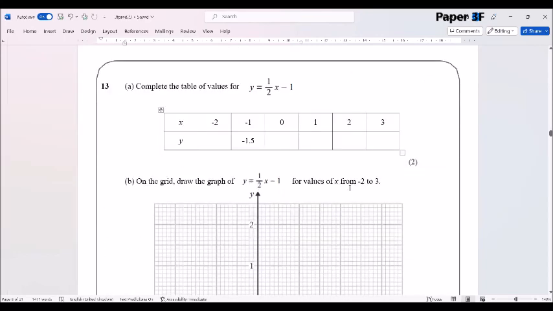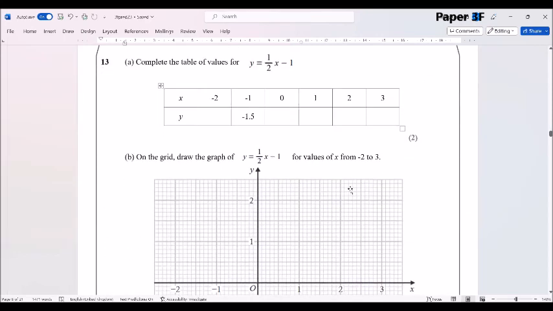Number 13. Complete the table of values for y equals a half x minus 1. Start at the easiest place, which is with the 0. A half times 0 is 0. Minus 1 is minus 1. Let's carry on then. Let's try an even number because we're going to halve it. So we're going to do a half of 2. A half of 2, of course, is 1. Take away 1, that's 0.